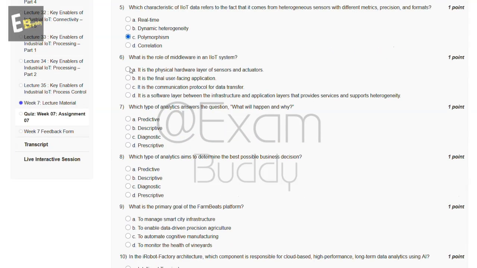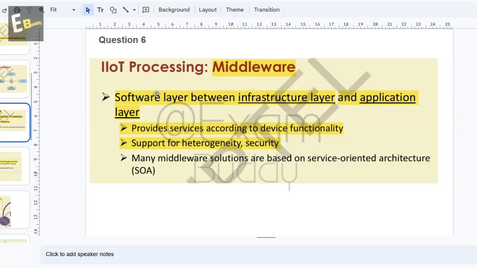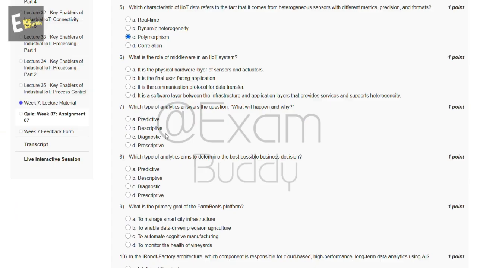Now the sixth question is, what is the role of middleware in an IIoT system? So these are the options. And now let's check the answer of our sixth question. So question sixth, middleware, software layer between infrastructure layer and application layer, provides service according to device functionality, support for heterogeneity, security. So the answer of our sixth question is D.